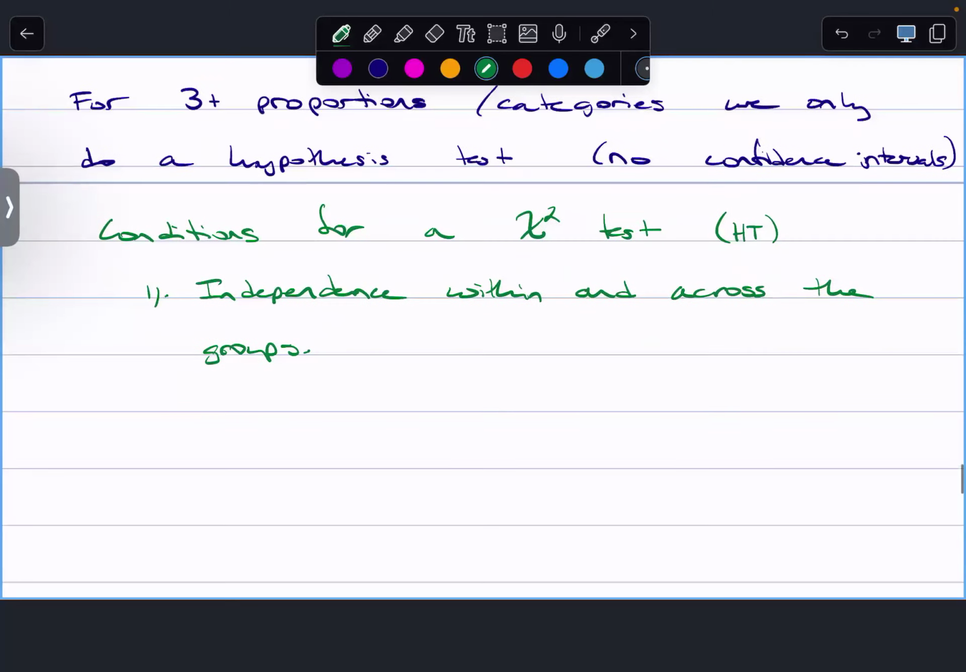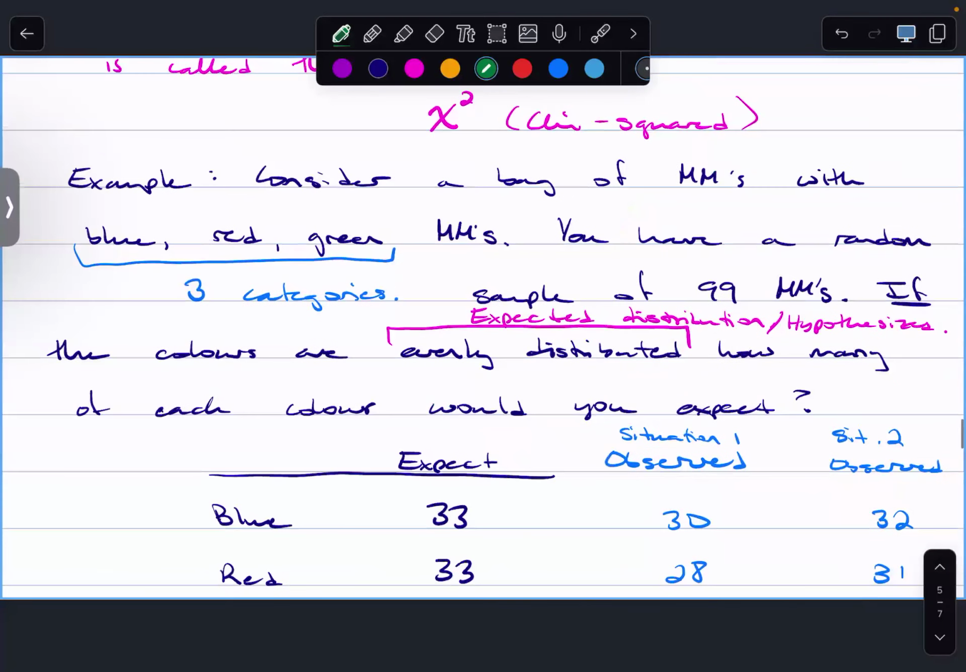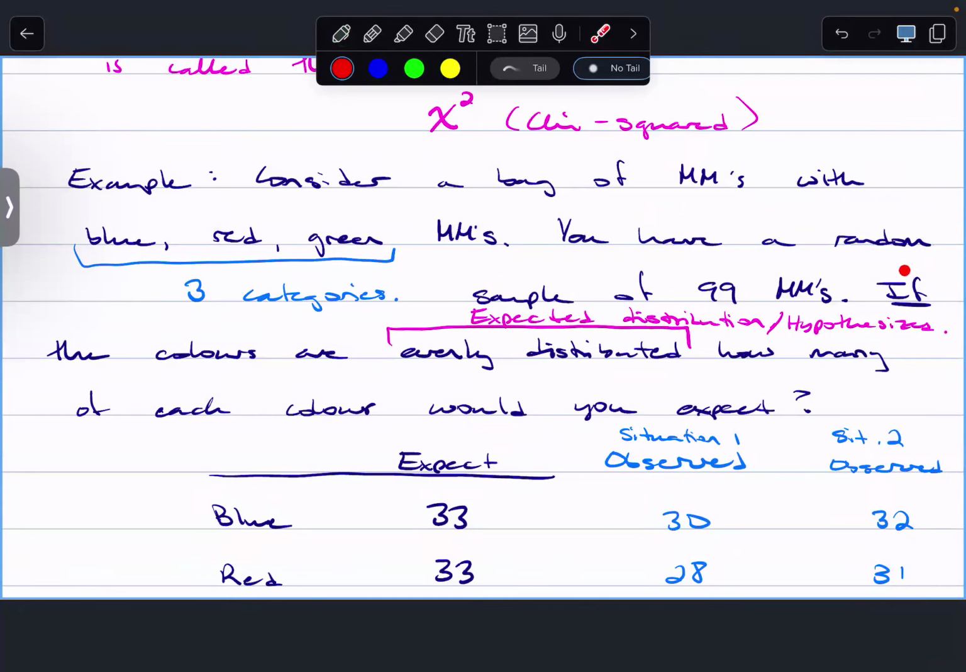Right. If we've randomly sampled, then we can assume that that's true. Random sampling satisfies this criteria. And maybe I'll call it this condition. Hopefully I said in my made up example that I randomly sampled. Oh, phew. You have a random sample of 99 M&Ms. What a relief.